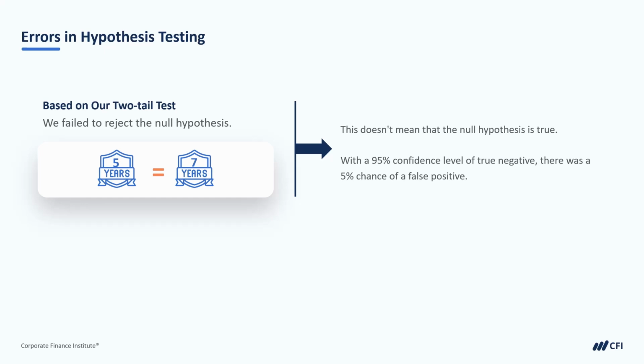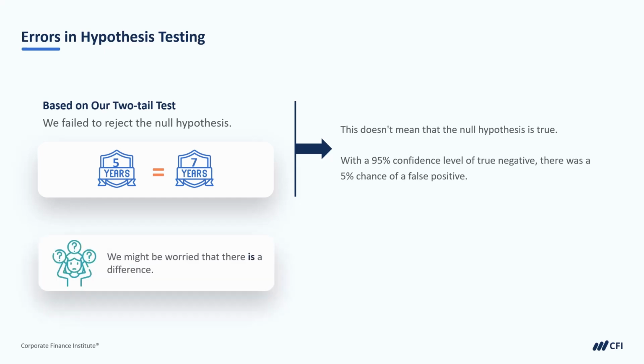Recall that our confidence level for our tests was 95%. This tells us the chance of a true negative. Our alpha, on the other hand, was 5%, and this tells us the chance of a false positive, or concluding our samples are different when they're not. We might be worried that there is actually a difference, and that our test just couldn't detect it. When we fail to reject the null hypothesis, but the sample distributions are actually different, we call this a type 2 error, or a false negative.